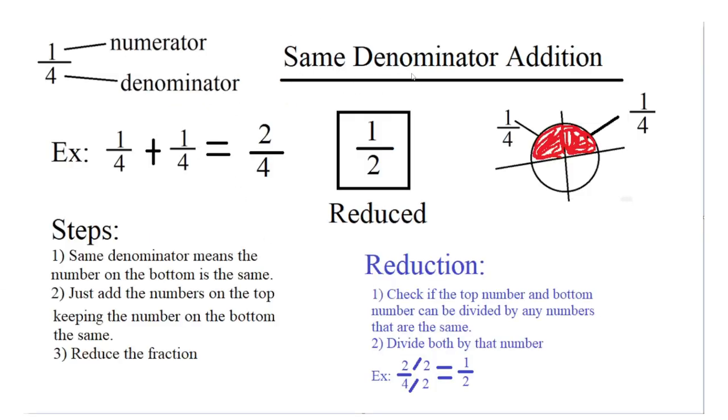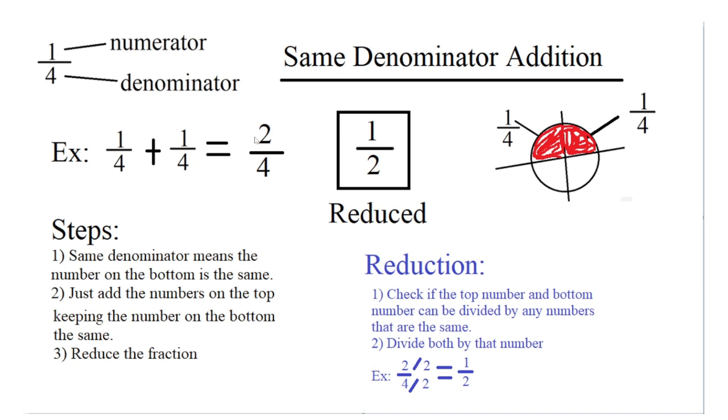Alright, so kicking us off first, we're going to start with same denominator addition, which refers to when the number on the bottom is the same for both fractions. So in this example here, we have 1/4 plus 1/4 equals 2/4. In this case, we know it's same denominator because both fractions have a 4 on the bottom. Basically the process is just to add the numbers on the top and keep the number on the bottom the same. And we can see it illustrated here a little bit. We're adding these 2 parts together in this circle.